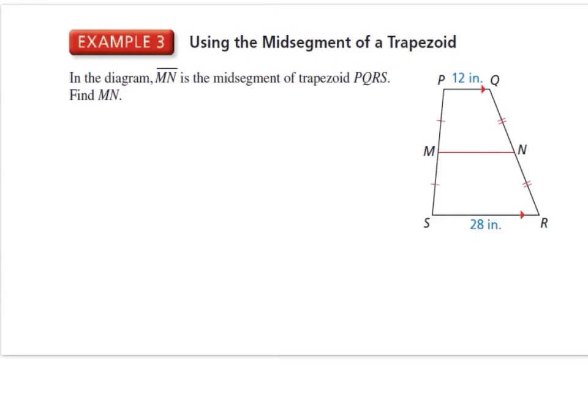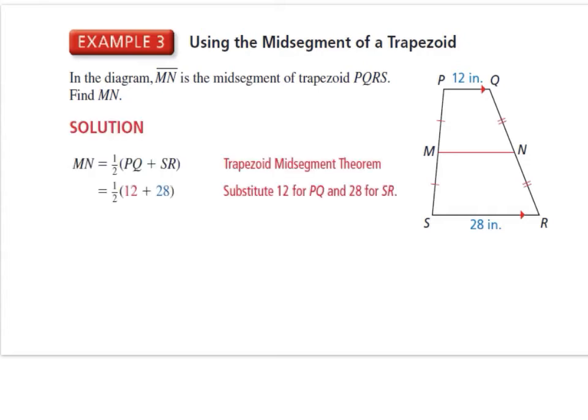Alright, so let's take a look at an example where we'll use the mid-segment properties to solve for the unknown information. So we're going to find MN. So we set up our mid-segment formula. MN, being the mid-segment, is equal to half of the sum of the bases. So then we substitute our 2 bases, which are 12 and 28. So when we do order of operations, we get that MN is a length of 20 inches.